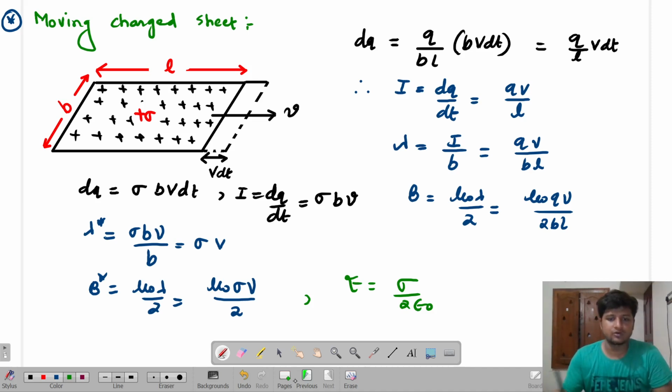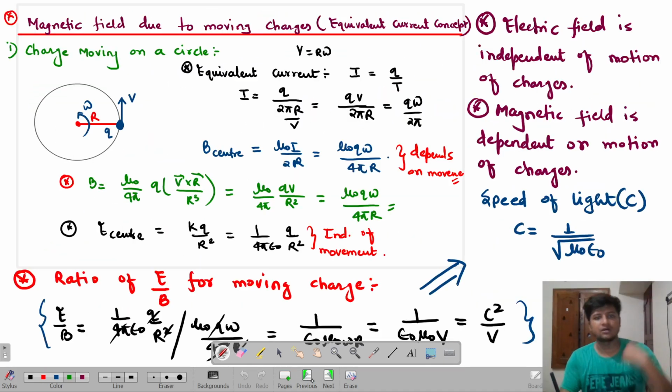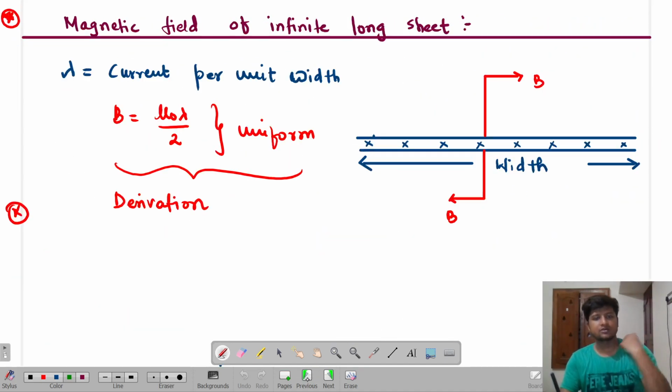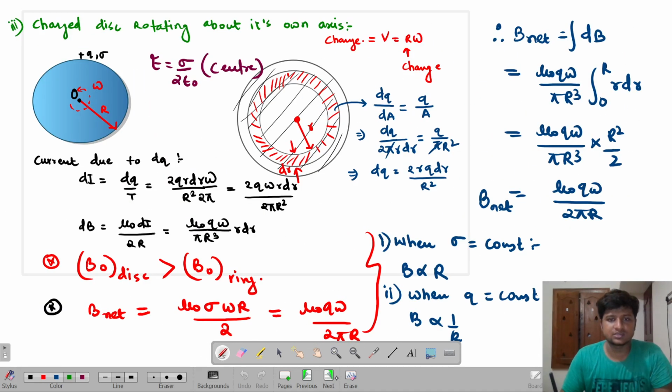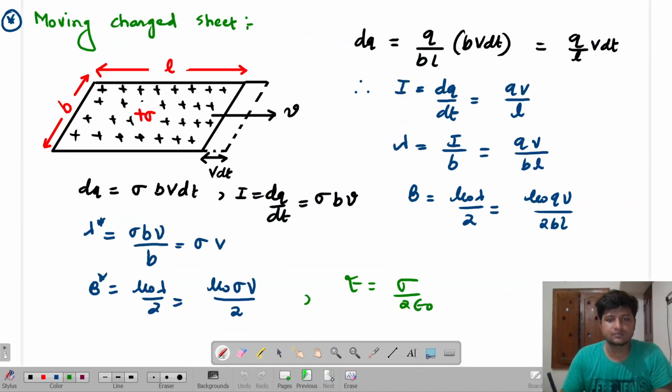So this was about all the different kinds of equivalent current concepts which happen for different types of materials. Is that clear? Confirm? Write it.